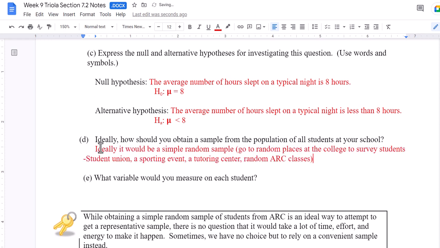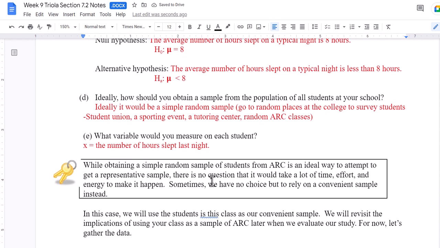And so we will say go to random places at the college, right, to survey students from the population. So the student union, the sporting event, or tutoring center, random ARC classes, not even necessarily classes that you're taking, but you want to get a really random sample of all ARC students. So you would go to places that are not necessarily convenient to you. What variable would you measure on each student? We will measure the number of hours that they slept last night.